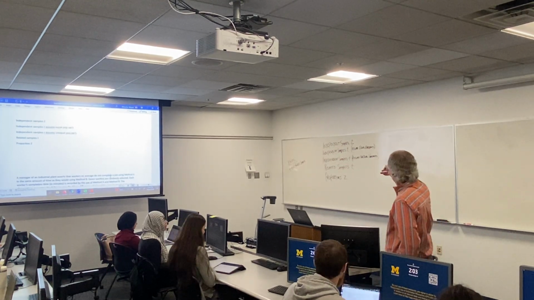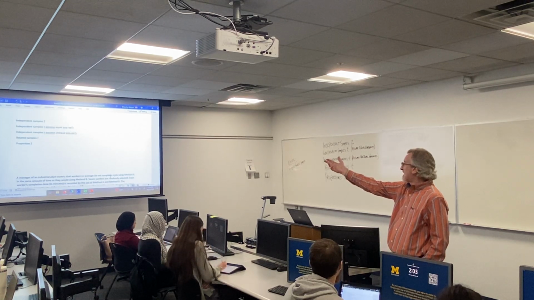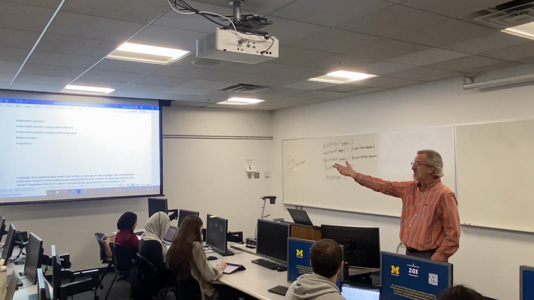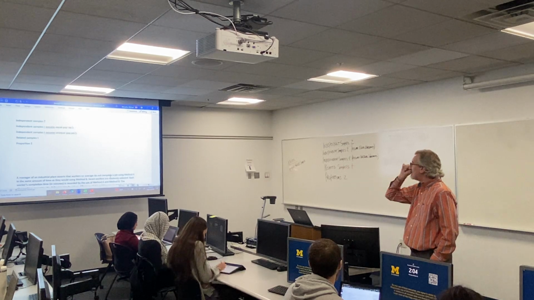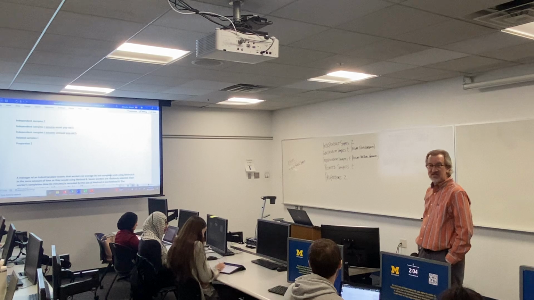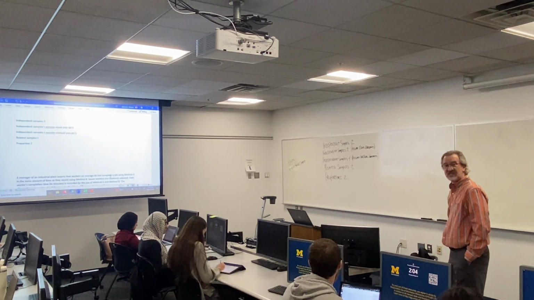There they are. Independent samples using Z. Independent samples using T, but assume that the population variances are equal. Independent samples using T, assume unequal population variances. And then there's related samples. That was all this week has been, related samples. We're finishing that today using T. And then proportions next week using Z.